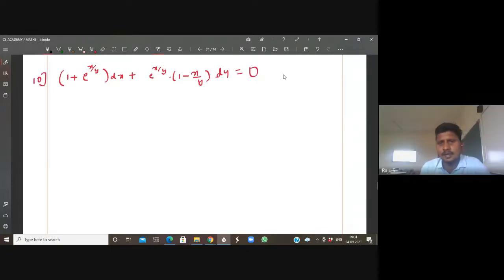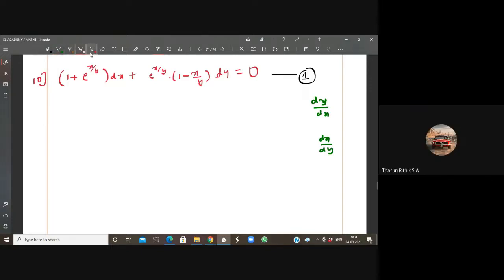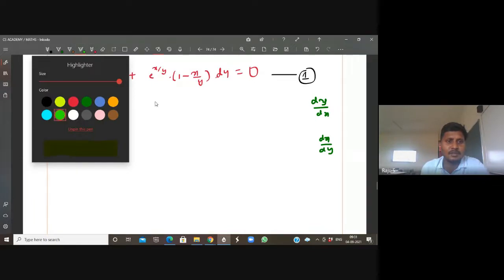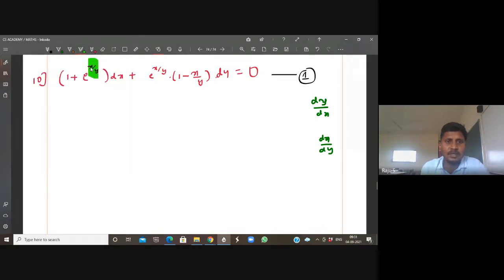See, easier, let us take this as equation 1, which is not in standard form. We are going to change it into the form of dy by dx or dx by dy. Yes, we have dx by dy, sir. Very good, because you know x by y is there, so that changes to dx by dy.